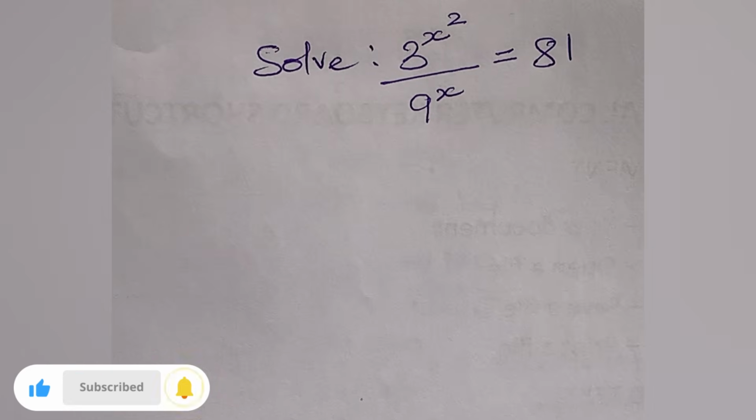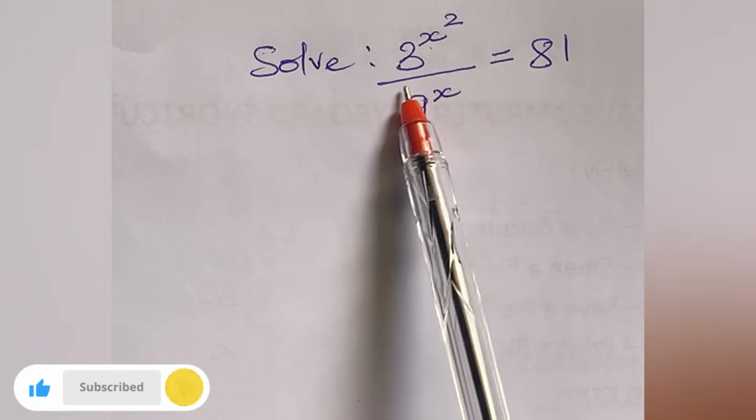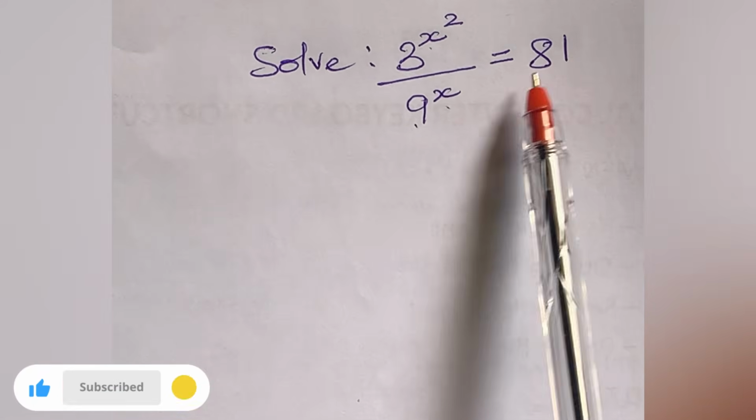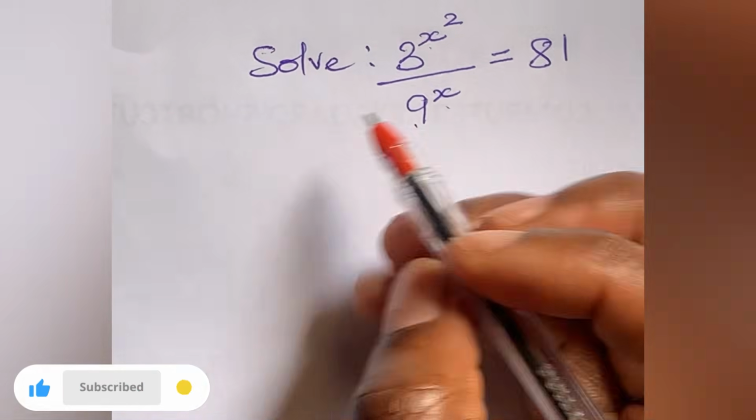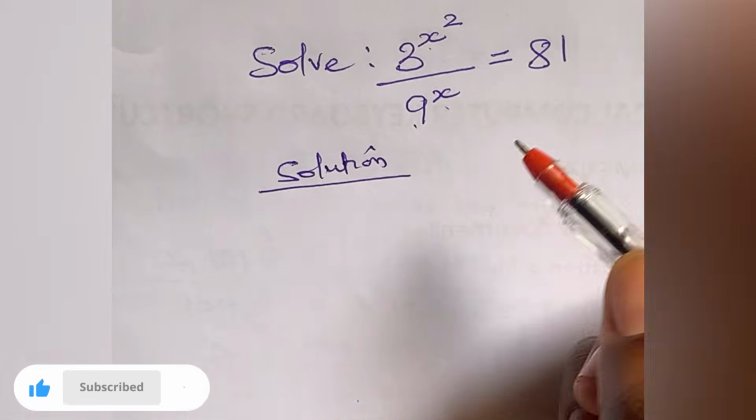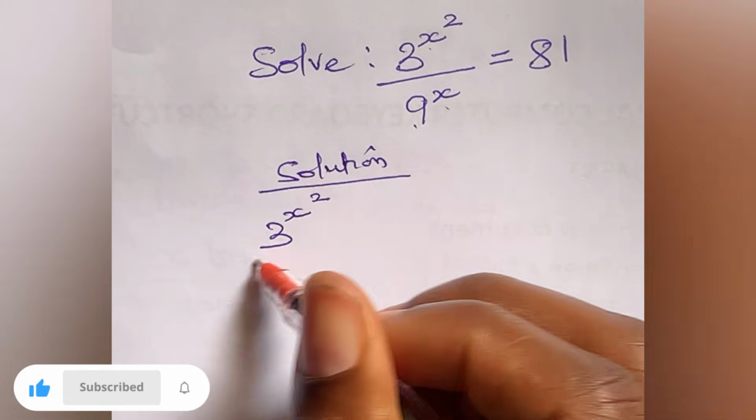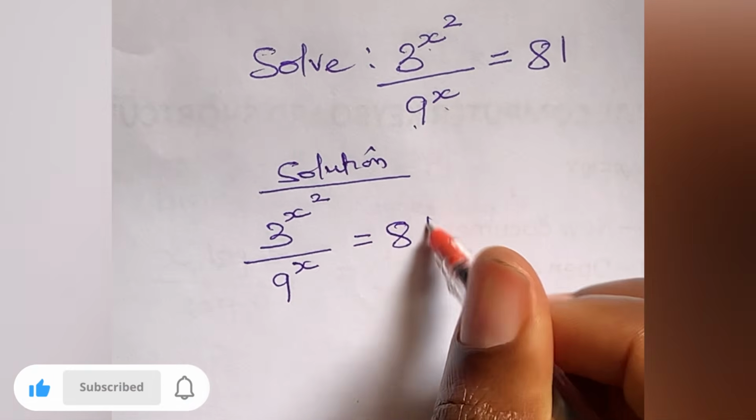Let's solve this equation together. We have 3 raised to the power x squared, all over 9 raised to the power x, is equal to 81. So let's solve this. The first thing to do is to write solution. Okay, we have 3 raised to the power x squared, all over 9 raised to the power x, is equal to 81.